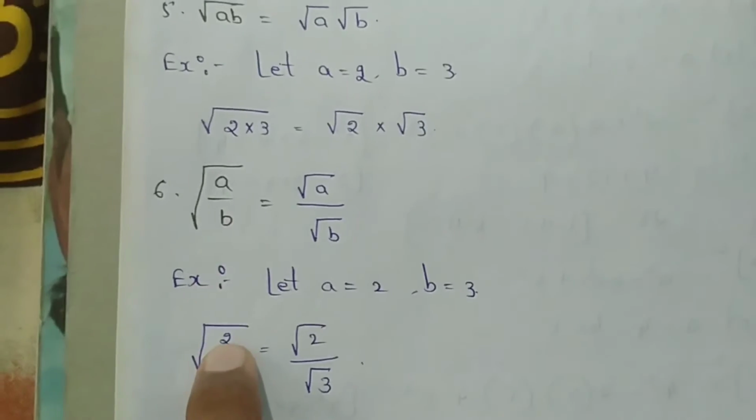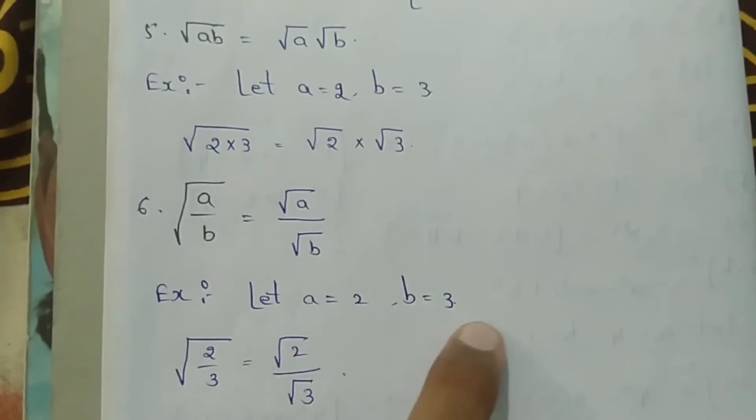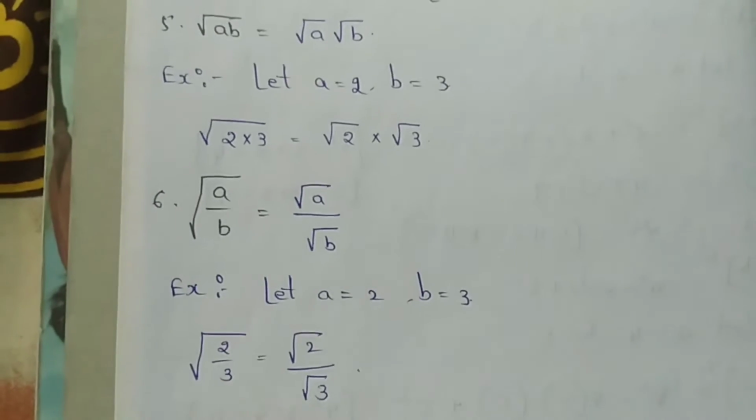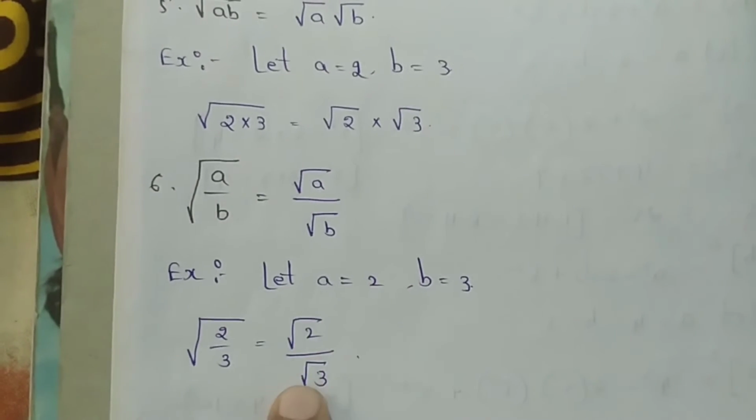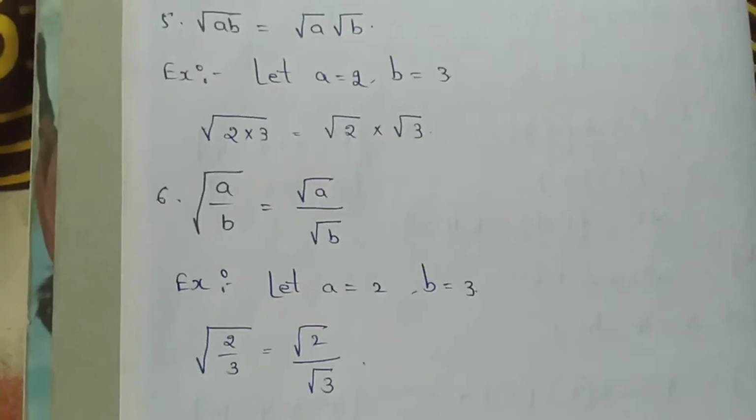Whole root A by B, we have to separate it: root A by root B. Let A equal 2 and B equal 3. Whole root 2 by 3 is equal to root 2 by root 3. So we have to separate it. So we are separating it.